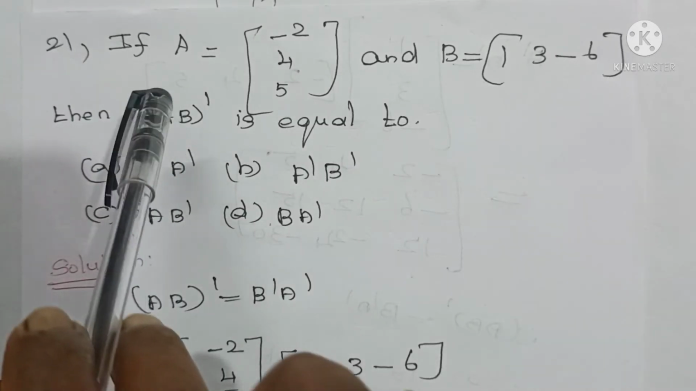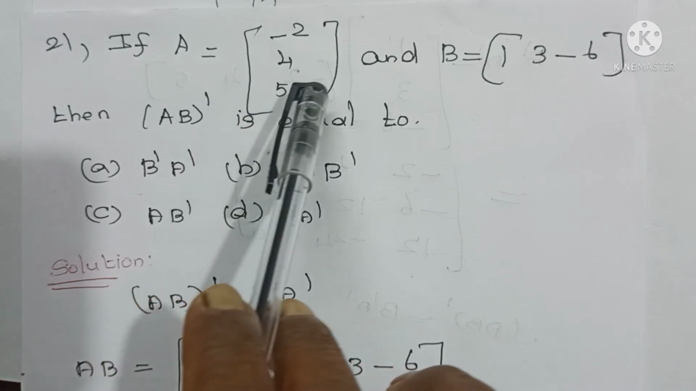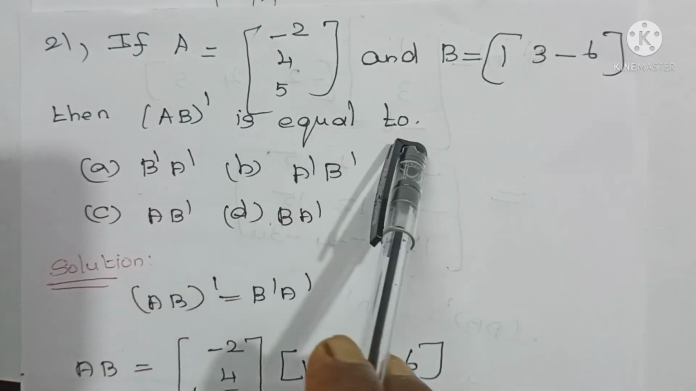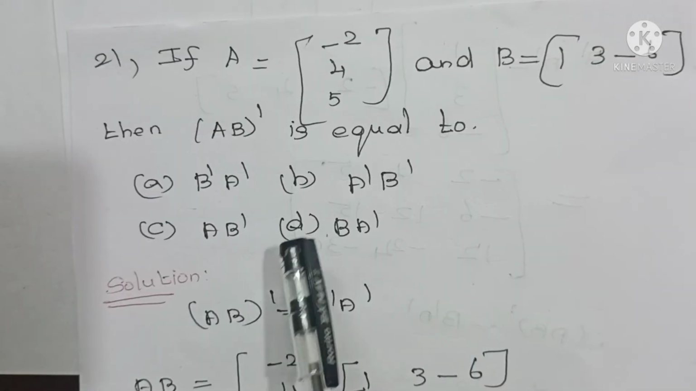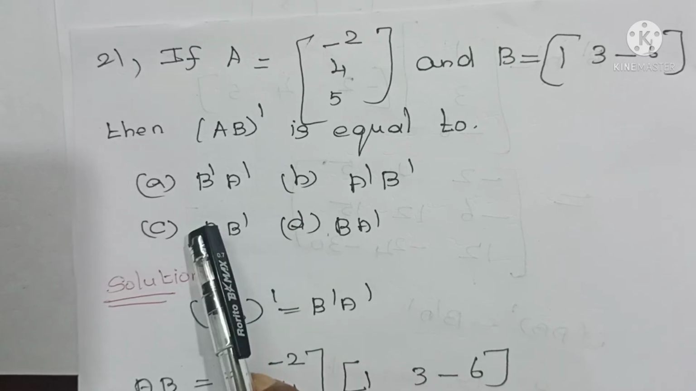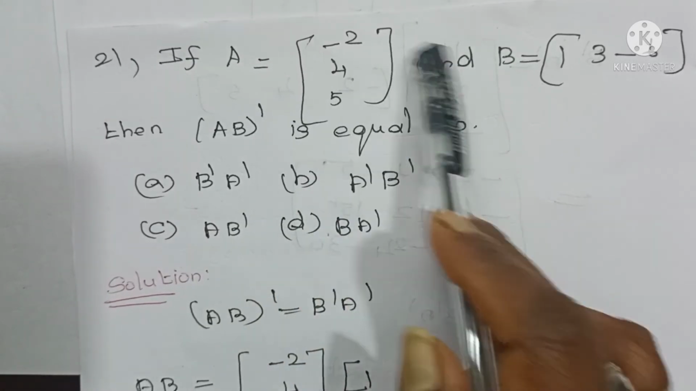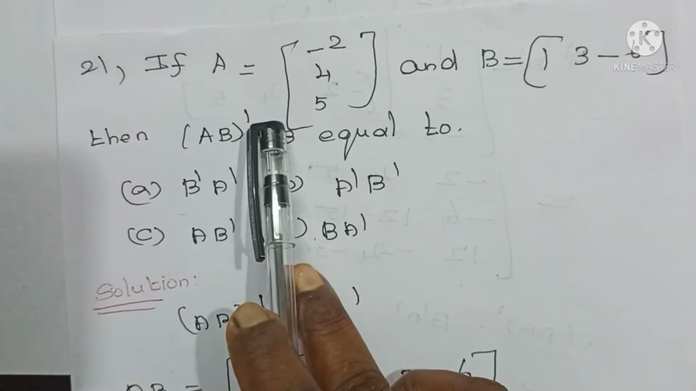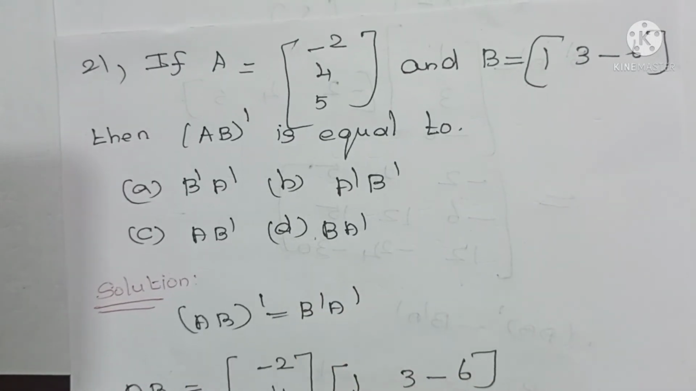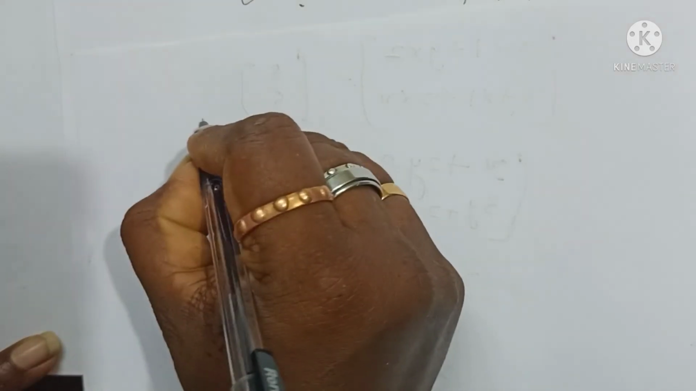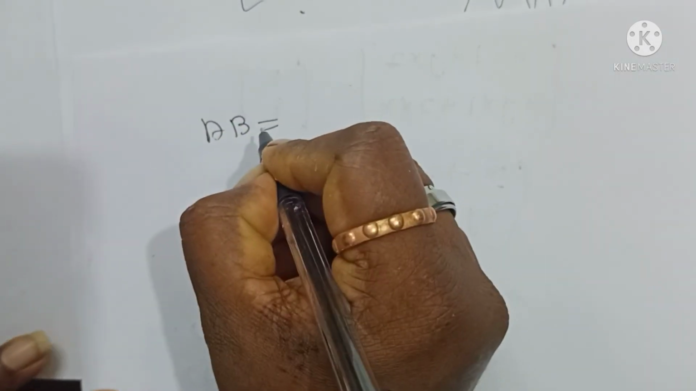Next move on to 21st question. If A is equal to this and B is equal to this, then (AB) the whole dash is equal to which one? Everyone knows (AB) dash is equal to B dash A dash, correct? Option A is correct, but they have given these matrices. So with these matrices you have to prove (AB) dash is equal to B dash A dash. So let's find AB first of all.